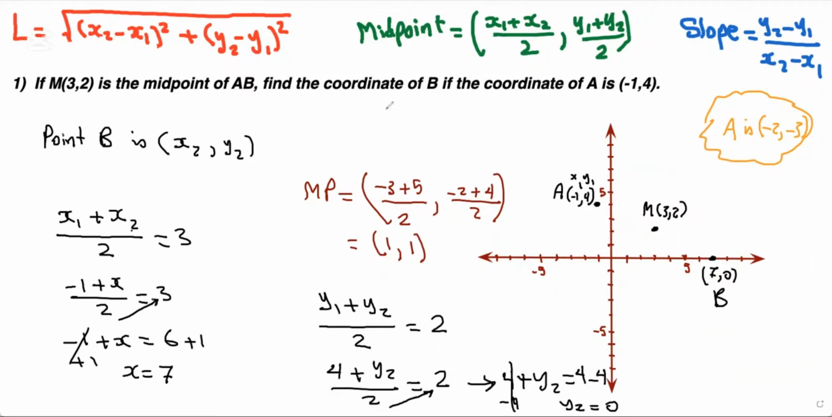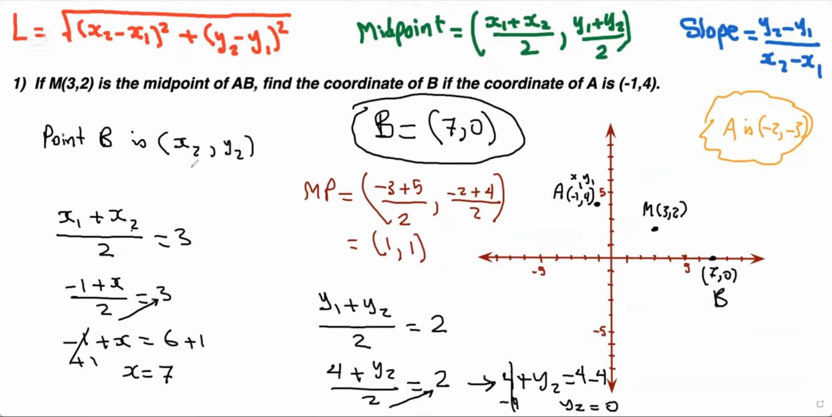So therefore, B equals 7 and 0. And that's your answer right there. Okay. Now I wrote you another one. If A is -2 and -3, so just replacing that right here, find the coordinate of B given the midpoint 3 and 2. So you could try this one on your own. Okay. And we'll go to the next question.